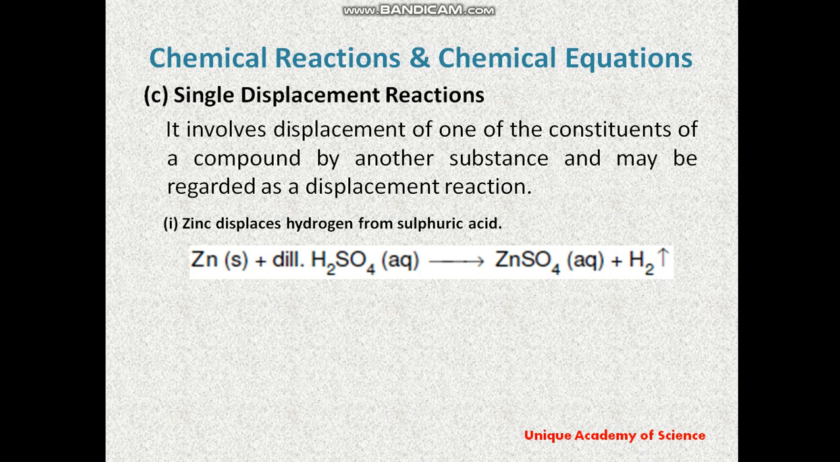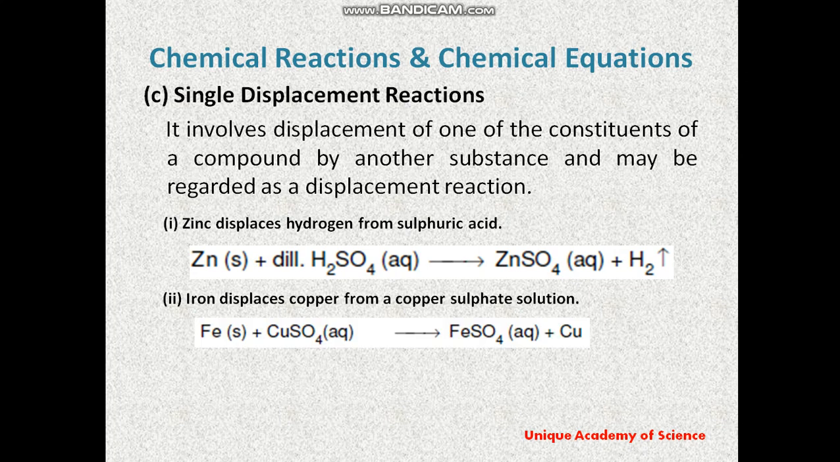So in this reaction you can see that the Zn replaces the hydrogen from the H2SO4 and the Zn attaches to the SO4. So it is known as a single displacement reaction. Another example: iron displaces copper from the copper sulfate solution.